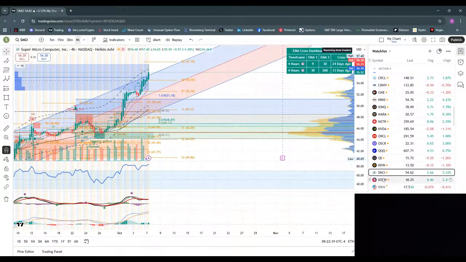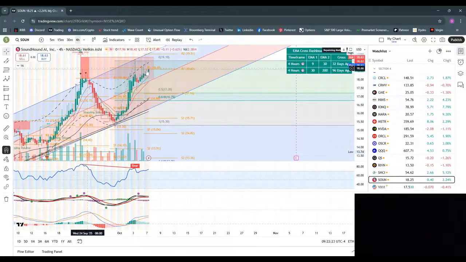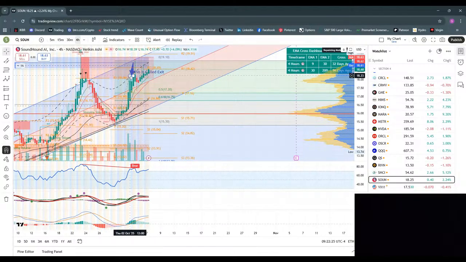Okay. Moving forward to SoundHound, what are we looking at? We are looking at the equal high. We are not the buyer at this point. We took the exit right in this area, which is 18.25. Since then, it has been down, up, but in the same range. We are waiting for the retracement.